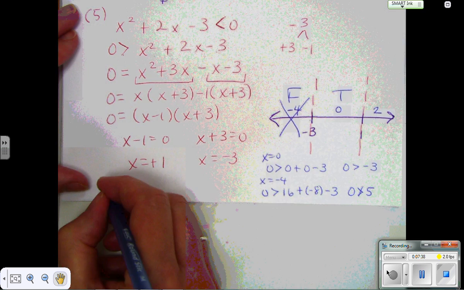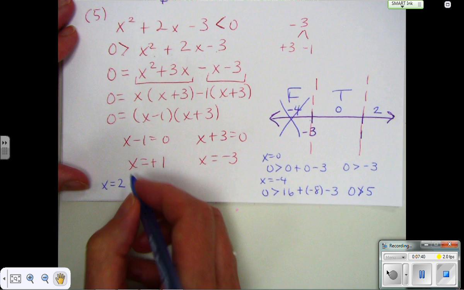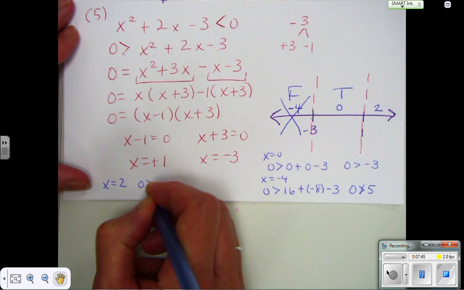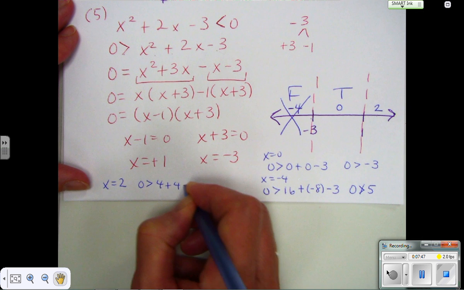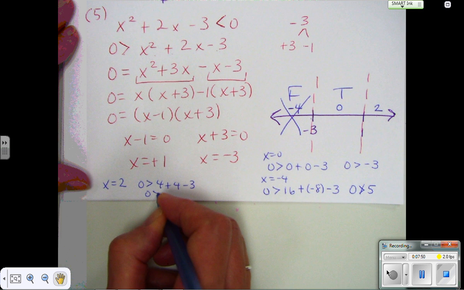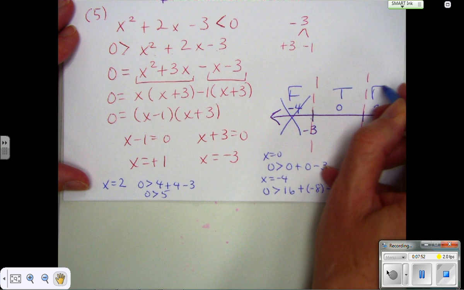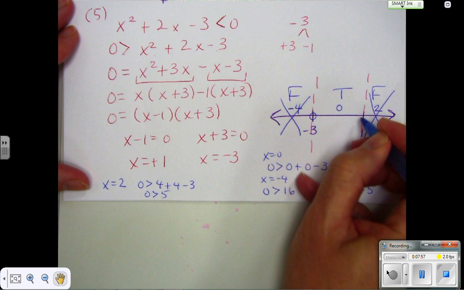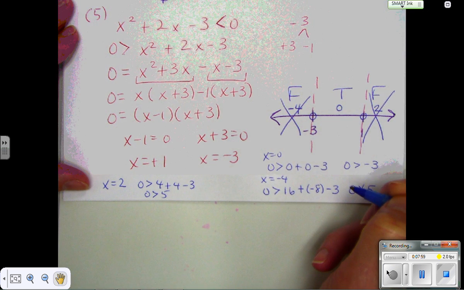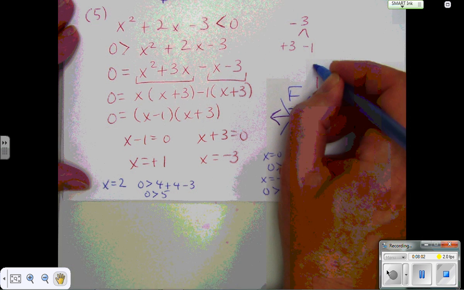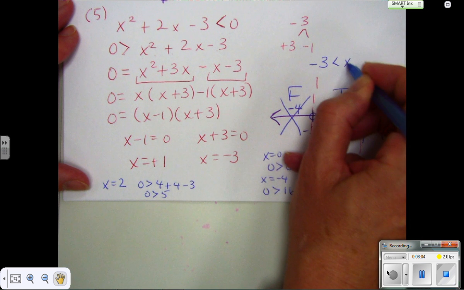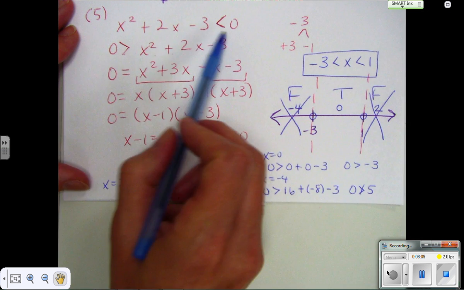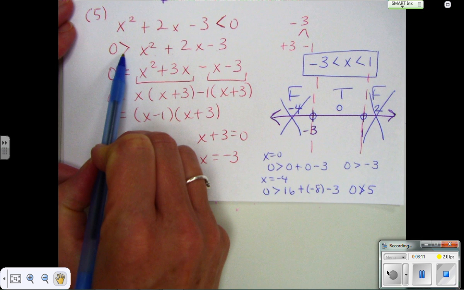Okay, and then one more. X is 2. So I'm plugging it back into this inequality. 0 is greater than 4 plus 4 minus 3. That means 0 would be greater than 5 again, which is false. That's not true, so that's not going to work. The only one that works is this section between negative 3 and 1. So your answer would be negative 3 is less than x is less than 1. And you only use the less than, not equal to, because that's what it was originally.